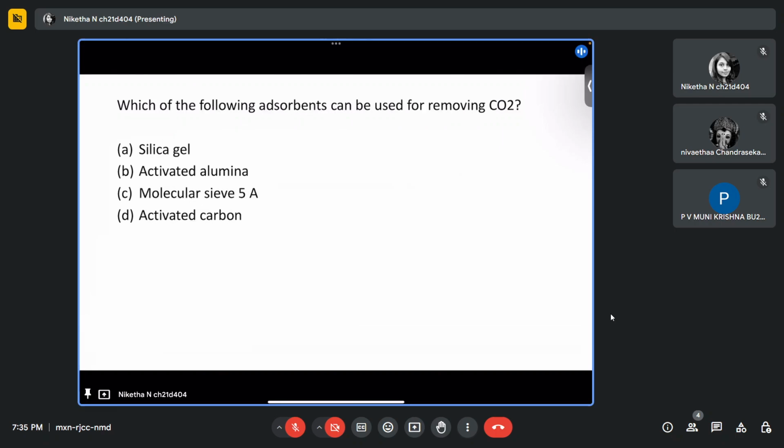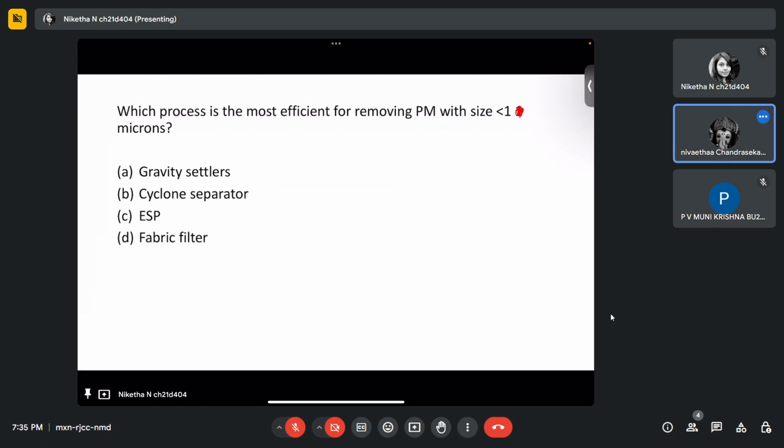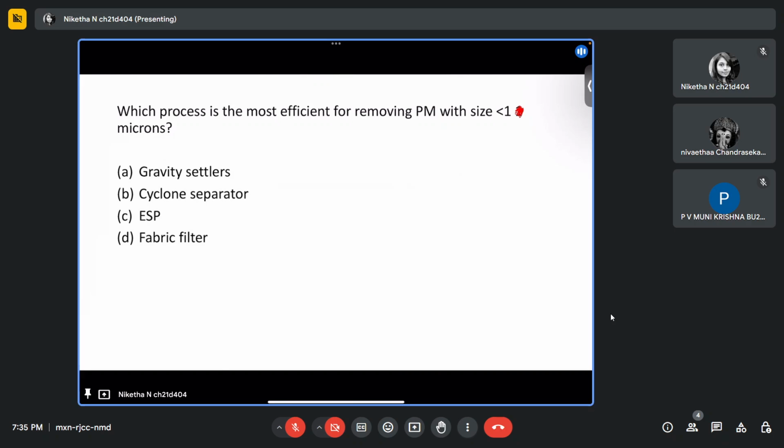Next question is which process is the most efficient for removing particulate matter with size less than 1 micron? I'm sorry, it's displayed as 11, but it's actually 1. So which process is the most efficient for removing particulate matter with size less than 1 micron? Cyclone separator. Actually, cyclone separator is an option which can be used for removing big size particles.